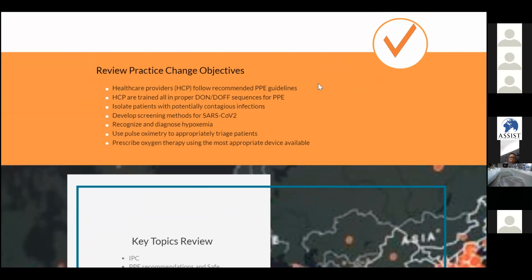Don't forget to isolate your patients who are potentially contagious and develop a screening method for SARS-CoV-2. Recognize and diagnose hypoxemia. Remember, that could be the main complaint that the patient will come with. So if you miss it, you can put the patient in a wrong place. Use of oximetry to appropriately triage patients. We talked about triaging and the importance of triaging.